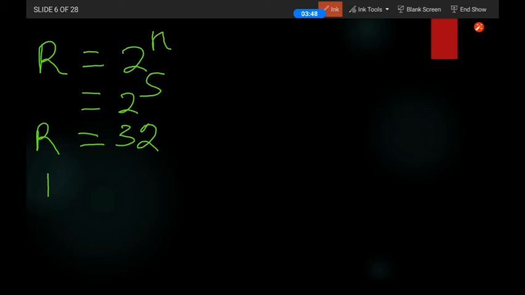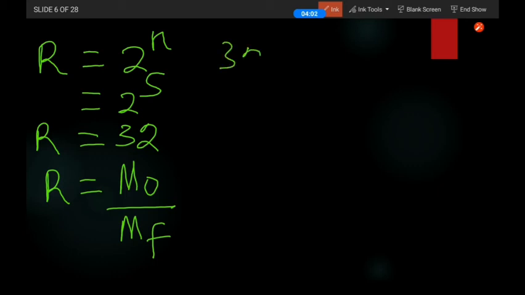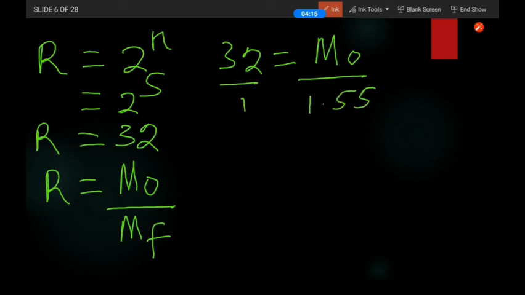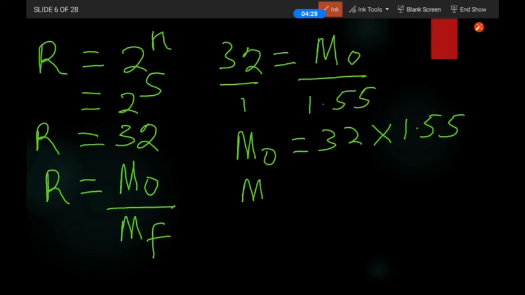Again, we know that R is equal to the original mass over the final mass. Very good. Now, putting that, we are going to be getting 32 equals, we are looking for the original mass over the final mass that was given as 1.55. Very good. What do we do from here? We cross multiply. So the original mass will now be 32 times 1.55. And that will give us what?